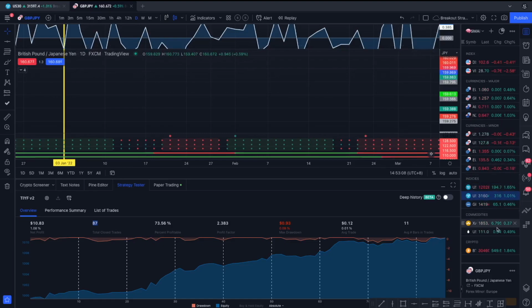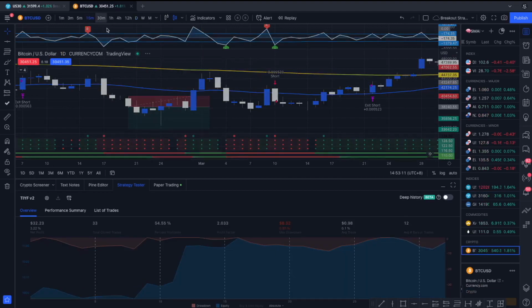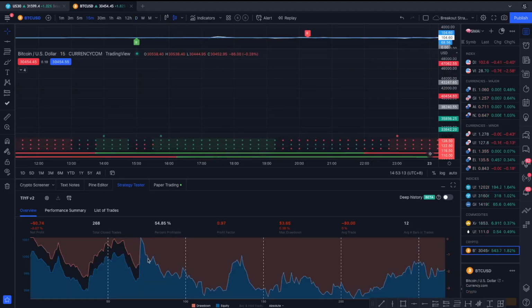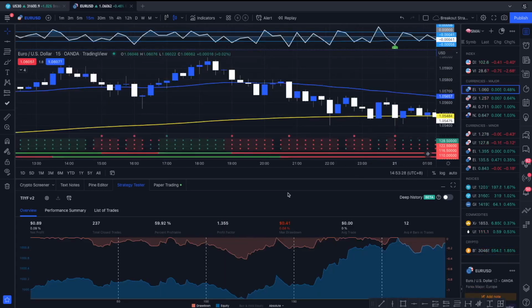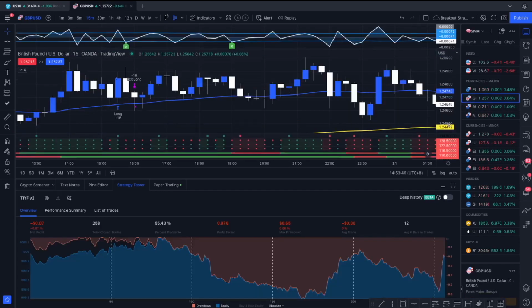We can also test it on, for example, a Bitcoin 15 minute chart, and the results are terrible. We still have a good win rate, that's only because of those very, very, very small risk to reward ratio wins, they count as profits. Euro, US dollar, looking pretty good, but still not the best day trading strategy I've ever seen. GBP, USD, same story.